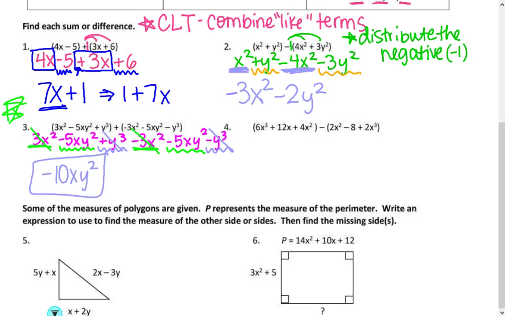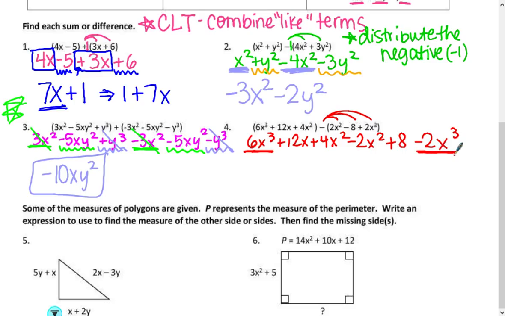All right, and again, here on number 4, I'm going to distribute real quick. I have the 6x to the third plus 12x plus 4x squared minus 2x squared plus 8 minus 2x to the third power. Again, I had to distribute that negative and change my signs. Now I can go through and combine like terms. I have an x to the third here, x to the third here. 6x to the thirds minus 2x to the thirds. I have a total of 4x to the third.